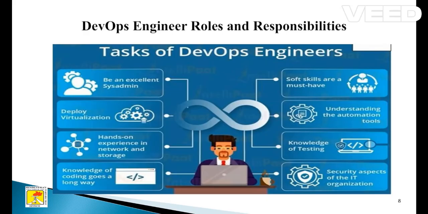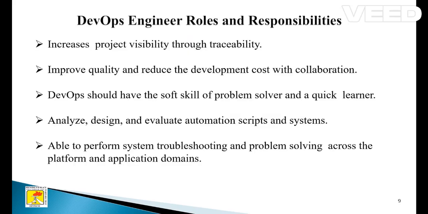Next is understanding the automation tools. What are the tools we are going to use? The engineer must understand them and then evaluate them. And next is knowledge of testing. And the final process is security aspects of the IT organization. Here, it increases the project visibility through traceability. It also improves the quality and reduces the development cost with the collaboration.